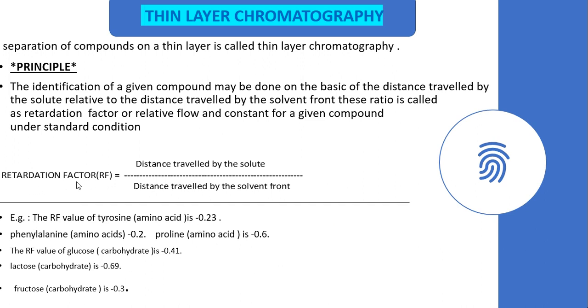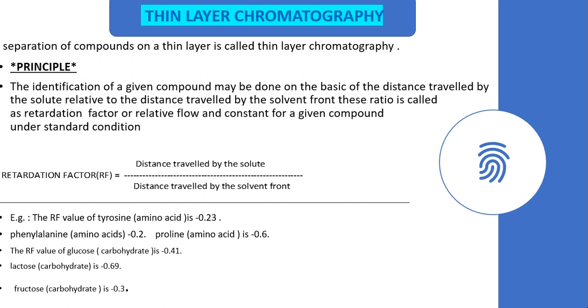Now, coming to the principle, it is the same principle we discussed in paper chromatography. Here there is a retardation factor. It is the ratio of the distance traveled by the solute divided by the distance traveled by the solvent front, and it is called the retardation factor. I told you this retardation factor value is a constant for a given compound under standard conditions and temperature, and these are a few examples of those retardation factor values.